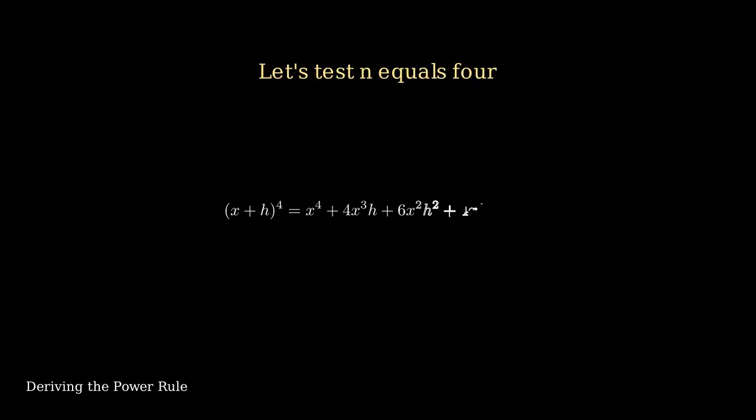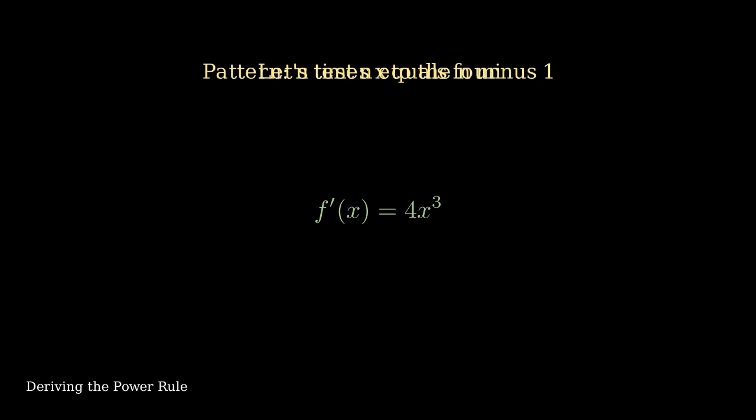Open bracket, x plus h, close bracket, to the 4 equals x to the 4 plus 4x cubed h plus 6x squared h squared plus 4xh cubed plus h to the 4. Subtract x to the 4, divide by h, and take the limit as h goes to 0. Every surviving term except 4x cubed h divided by h dies off, leaving derivative of x to the 4 equals 4x cubed. Do you see the pattern now?